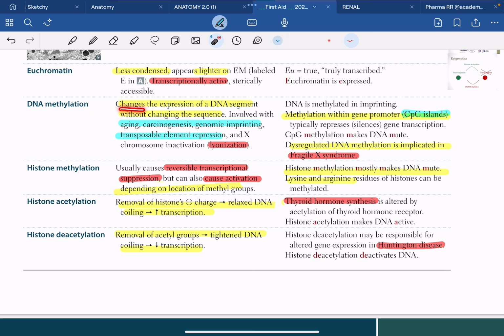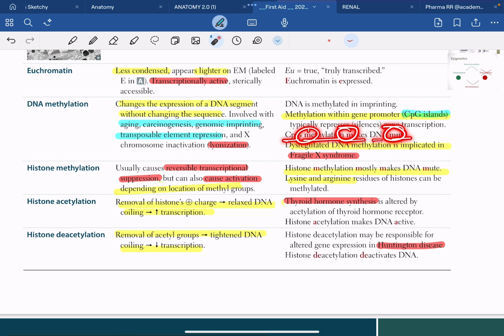These are the changes in the expression of the DNA segment without changing the sequence, involved in aging, carcinogenesis, genomic imprinting, transposable element expression, and X chromosome inactivation. The process is called lyonization. DNA is methylated in imprinting, methylation within the gene promoter site, that is the CpG islands, typically silences the gene transcription. CpG methylation makes the DNA mute.